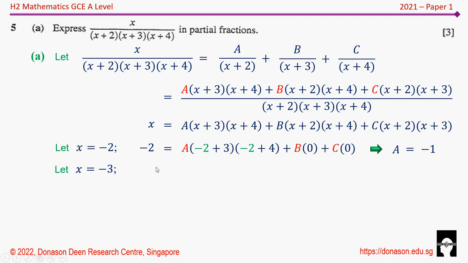So let's replace the x with a minus 3 here. So minus 3 is equal to a times (minus 3 plus 3), which is of course 0, so it will be just simply a times 0.